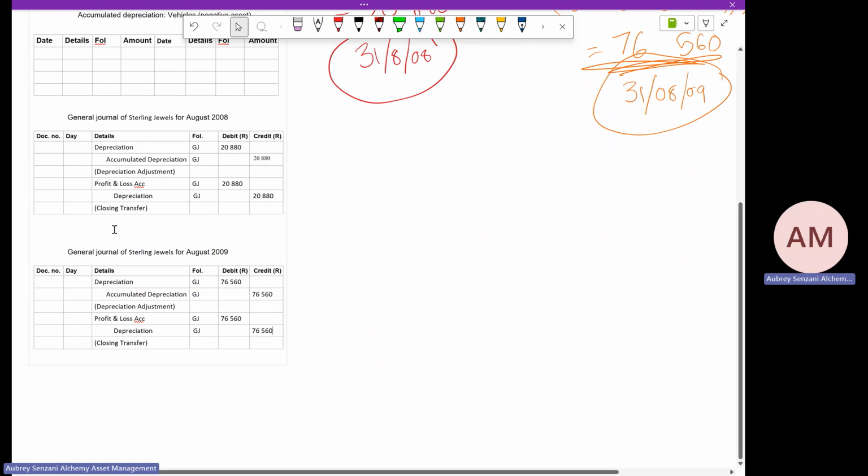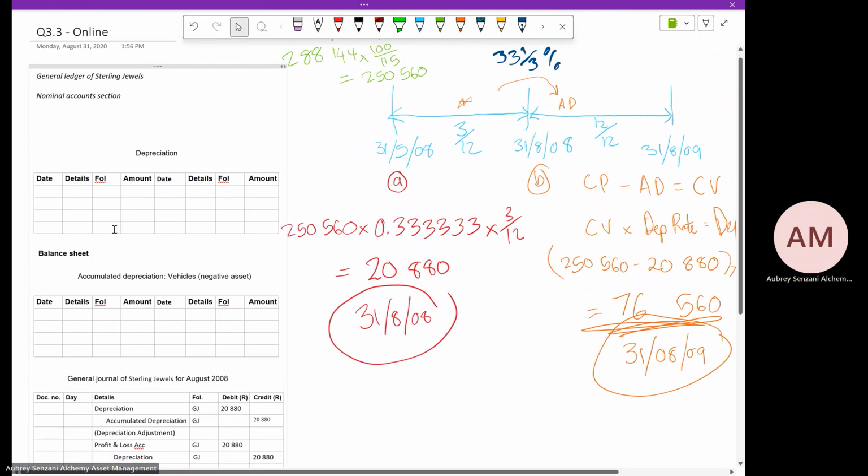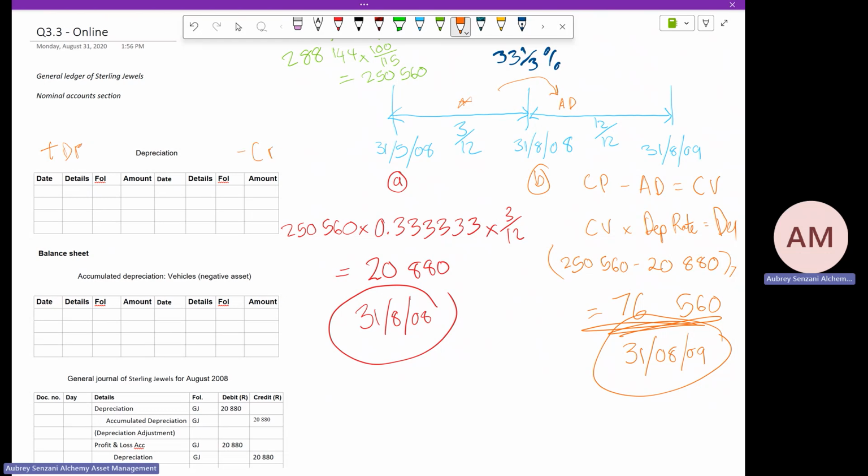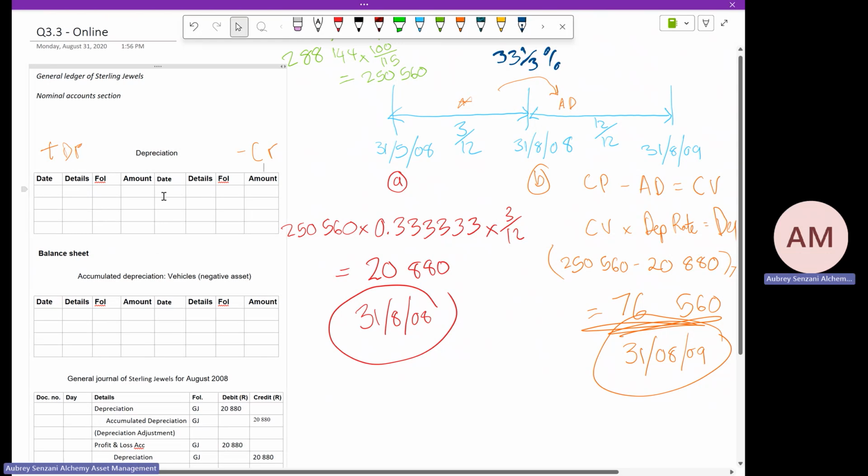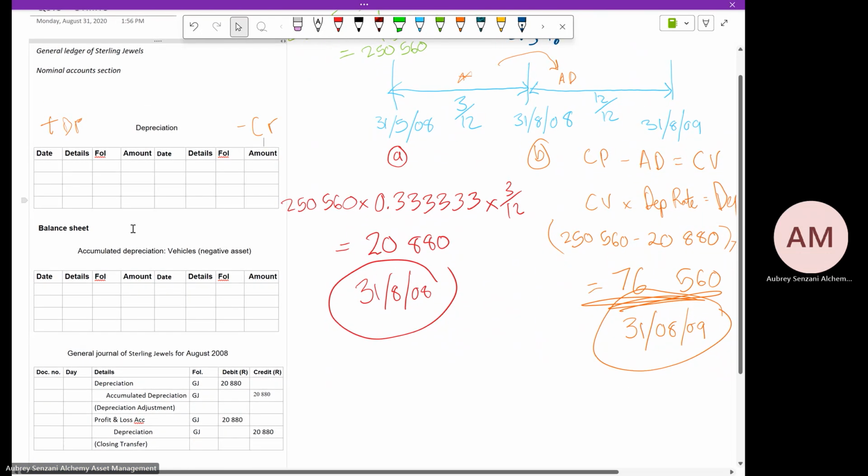Now we obviously just need to do the general ledger. So, depreciation is an expense, so it increases on the debit side and it decreases on the credit side. Okay, so let us rock and roll. So again, here we're saying, okay, for 2008, we would have put accumulated depreciation, the contra account.